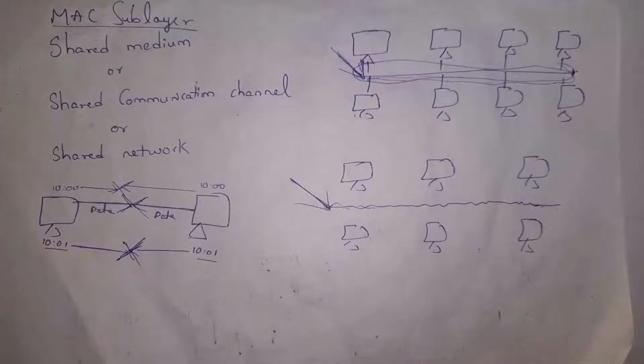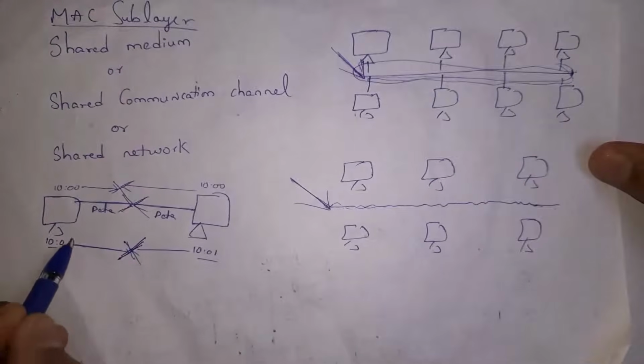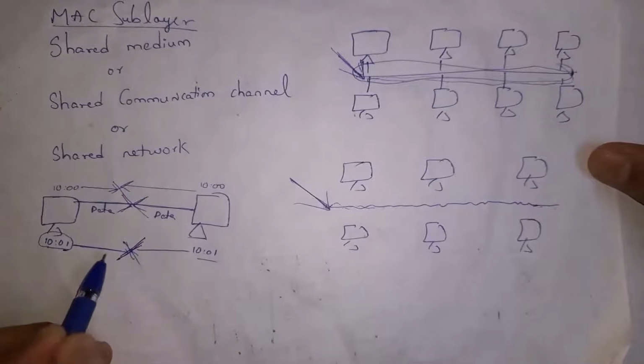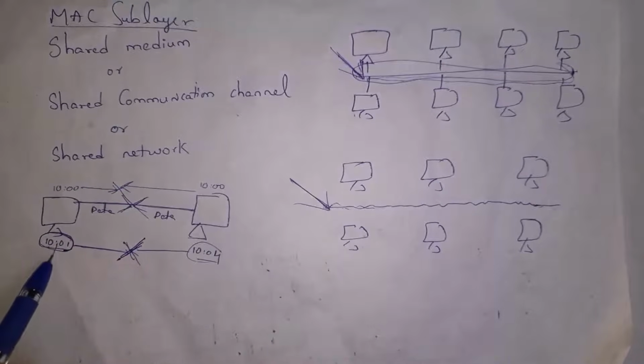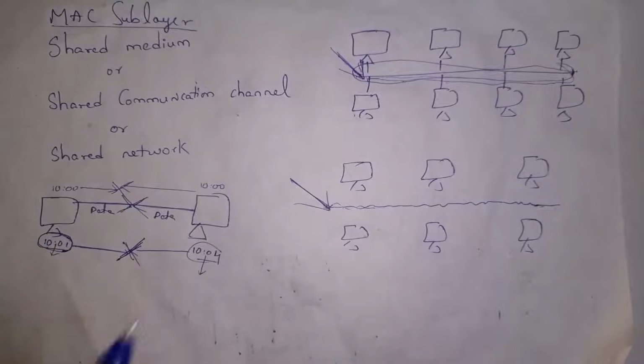That is why if collision occurs, computers need to send data at random time, not fixed time. If they send at fixed time, again collision will occur. Random time means this computer will send data at 10.1 second, and this computer will send data at 10.4 seconds. They are sending data at random time, not at fixed time, so collision will not occur. So whenever collision occurs, computers need to send data again at random time.